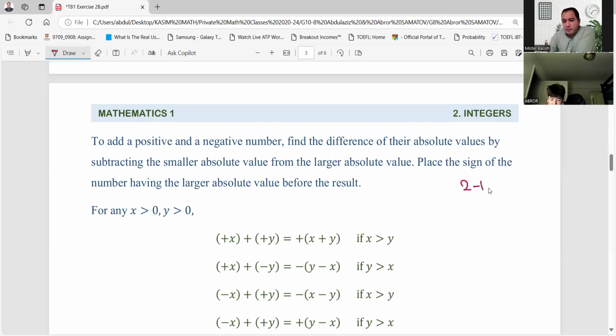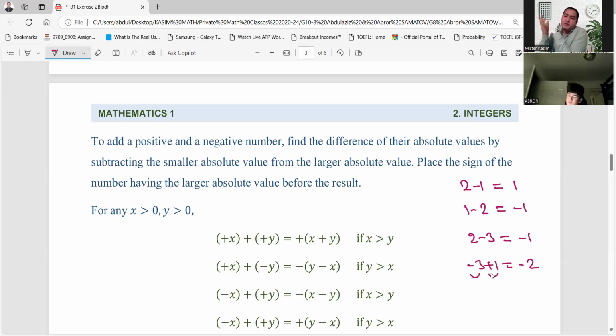What is 2 minus 1? 1, right? And how about 1 minus 2? Negative 1, right? That's it. And what is 2 minus 3? Negative 1. And what is negative 3 plus 1? Negative 2. Because this one is negative 3 and positive 1, they have opposite signs, right? When they have opposite signs, when we combine two numbers, we subtract. Why is it so? Because one thing you are earning money, another thing you are losing money, right? So to find the difference, we need to subtract.